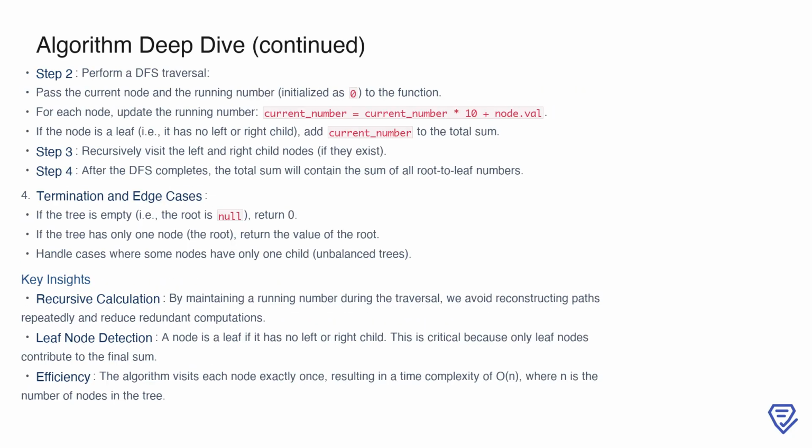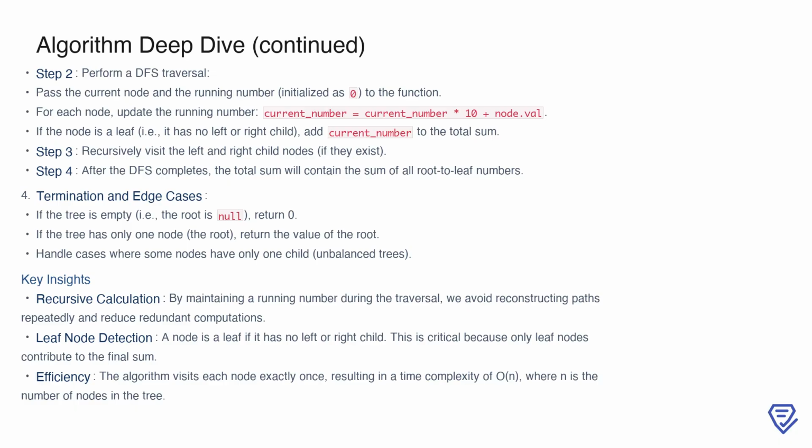The algorithm proceeds with a DFS traversal to calculate the sum of the numbers. Starting at the root, we pass the current node and the running number, initialized to 0, into the DFS function. At each node, we update the running number by multiplying it by 10 and adding the node's value. For example, if the running number is 12 and the current node's value is 3, the updated number becomes 123.